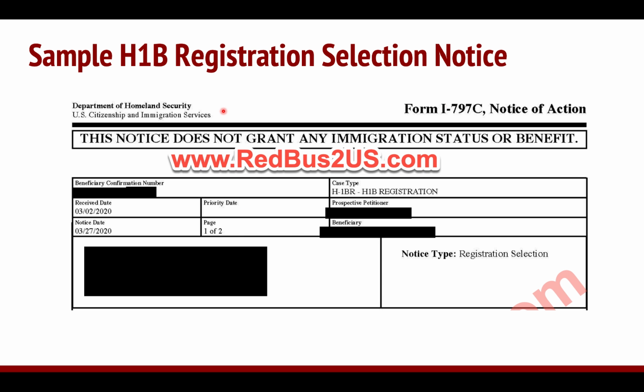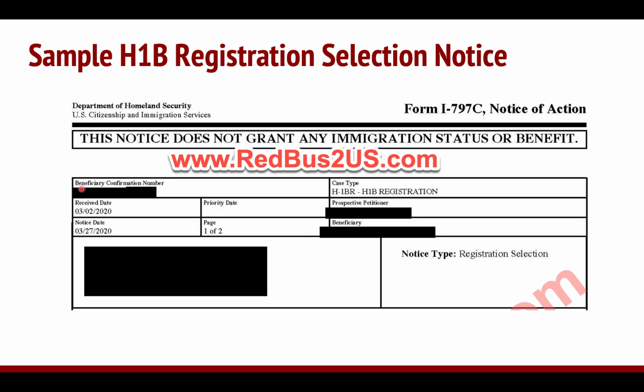So here is a sample of somebody who was selected in the H1B registration process. As you can see, this is an I-797C form, notice of action. That's what it's called. This is a standard I-797C. You get similar ones for notifying lots of other similar things for H4 visa or all other visa types.